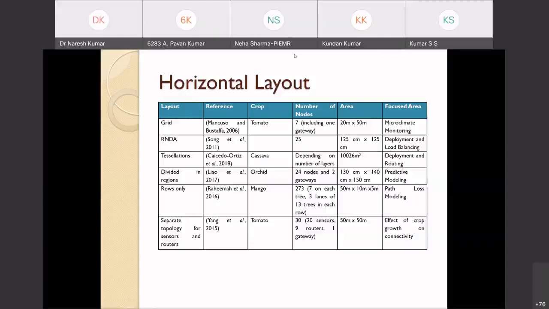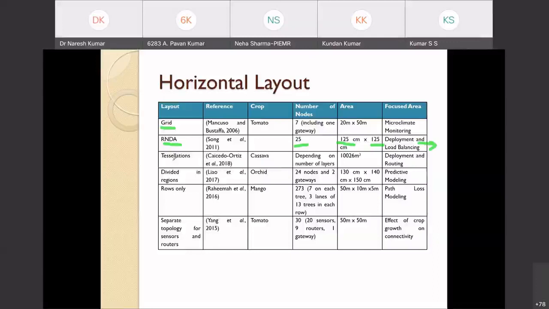So let us see, this we have already done. This is the random node deployment algorithm. That is, once we place the nodes horizontally, but randomly, there is no grid or particular layout, that was done by Song et al. The number of nodes used was 25, and the area covered was 125 centimeters. So this is one prototype that was made by Song et al. And that deployment and the load balancing was shown. That was the focus area.